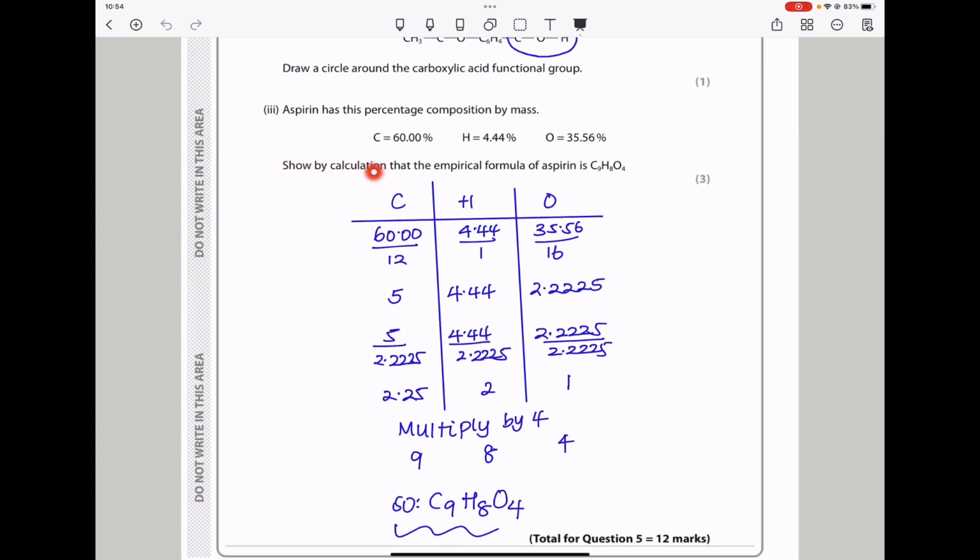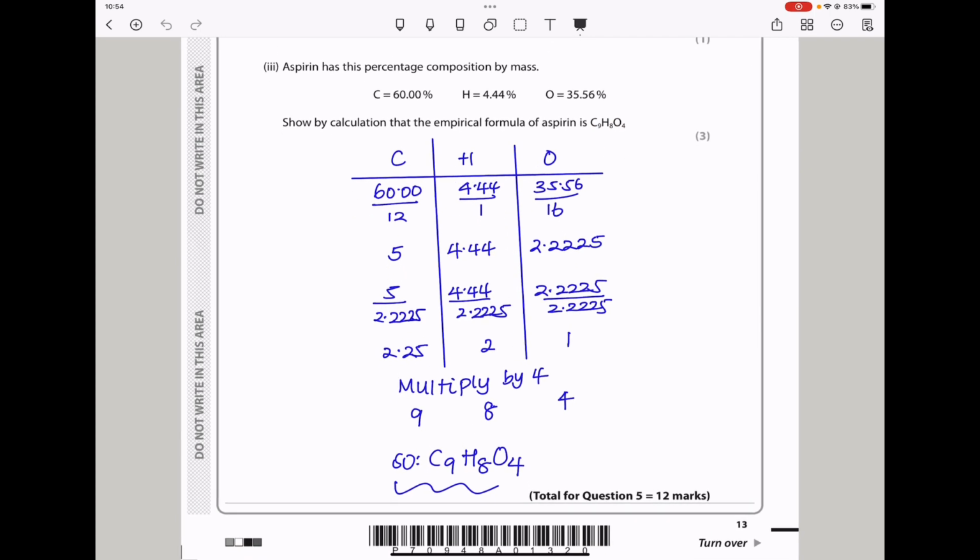So they say show by calculation that the empirical formula of aspirin is C9H8O4. So I placed in a table carbon, hydrogen, oxygen. Then the number of moles is going to be the percentage composition by mass divided by the atomic mass. For carbon, 60 divided by 12 gives 5. Here 4.44 divided by the atomic mass, which is 1, and 35.56 divided by the atomic mass, which is 16. So here I got 5, 4.44, and 2.225.